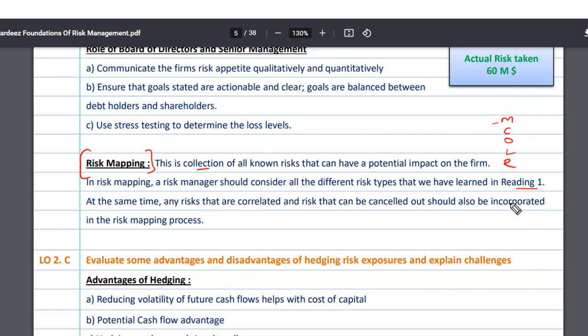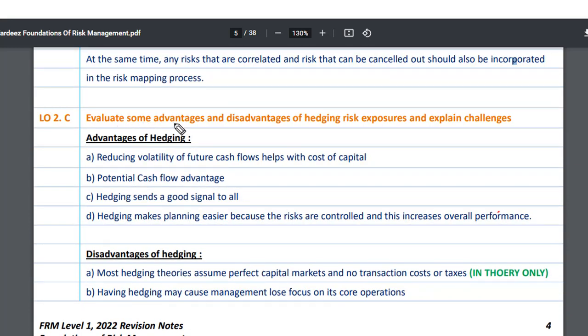What we have learned in reading one, the company will write down all the common risks that they are facing. The benefit of doing this risk mapping is that any risks that are correlated to each other can be cancelled out, and this essentially provides risk diversification as well. So that's the entire concept of risk mapping. Moving on to the next learning objective: evaluate some advantages and disadvantages of hedging.